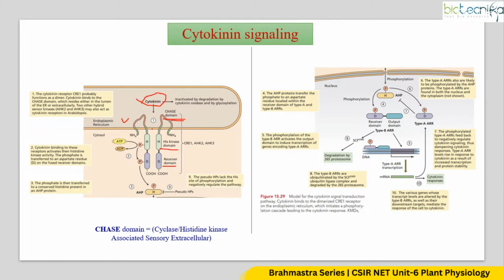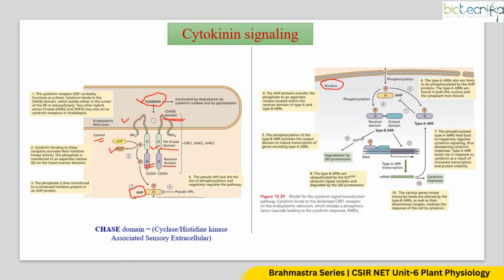So this cytokinin goes and binds to the CHASE domain of the receptor, which in turn activates the histidine kinase domain first. Upon ATP hydrolysis, they will transfer the phosphate to the receiver domain. And who is there in the receiver domain? Aspartate is present. So it will transfer the phosphate to aspartate here. From here, the phosphate will be transferred to another protein known as AHP. Now what happens? This AHP, upon phosphorylation, which is present in the cytoplasm, releases into the nucleus.